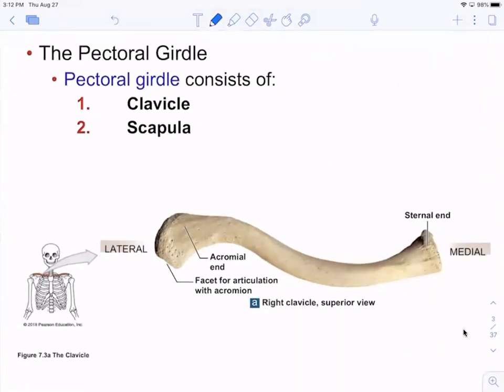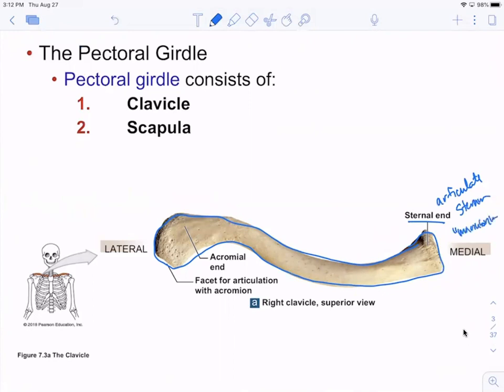So the pectoral girdle is the clavicle and the scapula. The clavicle doesn't have too many features other than a couple of things. One is the sternal end, and this is the end that articulates with the sternum, and specifically the manubrium. We went over the manubrium on the axial skeleton. If you were to look straight onto the medial side, the sternal end looks like a chunky, round end, right? So the sternal end has this shape.